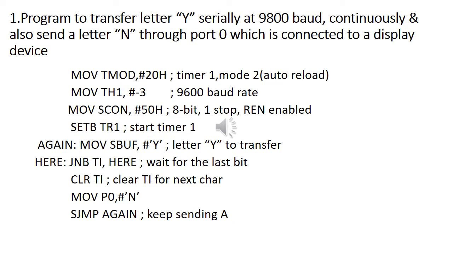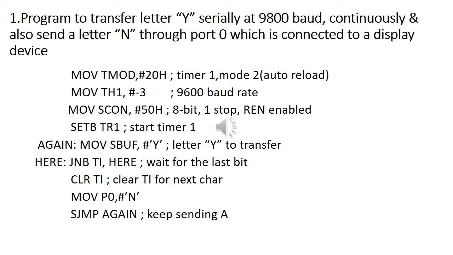Here you need to set the baud rate. You load the value -3, in decimal, into TH1. You can load either a decimal value or the corresponding hexadecimal value into the TH1 register. Next, you configure the SCON register by loading the value 50H. Why 50? Since you need to use serial mode 1 configuration, along with enabling the receive enable pin. Serial mode 1 configuration means you use 8-bit data along with one stop bit. Next, start the timer by using the SETB TR1 instruction.